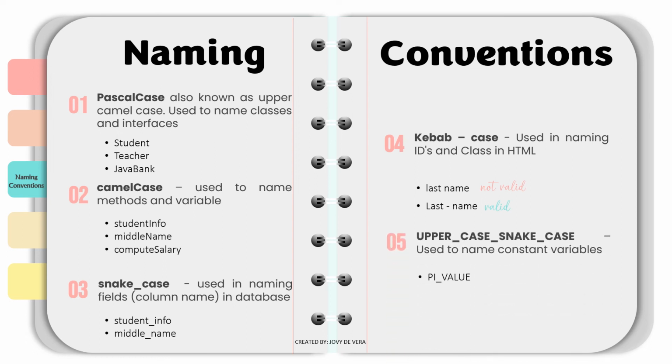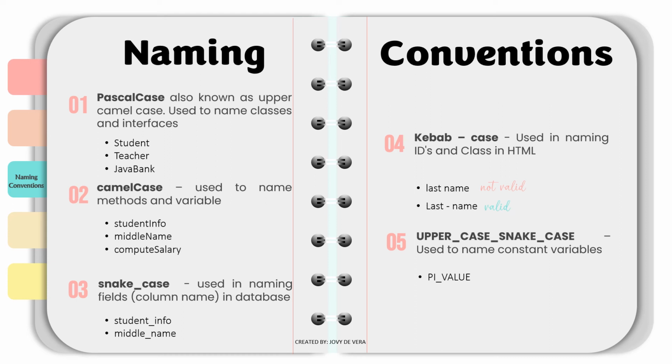And lastly, we have the upper case snake case. So, used to name constant variable. So, meaning sabihin, pag constant, hindi nagbabago. So, yun na yung fixed value niya. So, if you are going to use this type of variable, kailangan kapag constant ang value ng isang variable, gagamitan natin siya ng, what they call this one, the uppercase snake case.